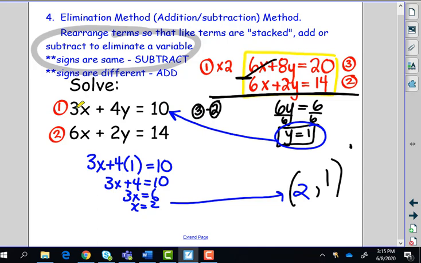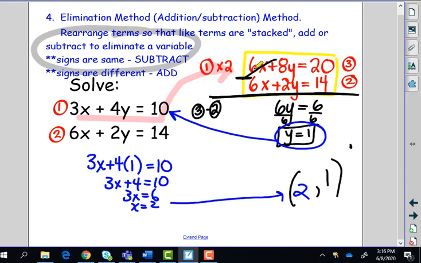So these x's aren't the same. What I'm going to do is multiply, like this is an equation, so long as I do the same thing to every term. So I'm going to take this equation here and I'm going to multiply it by 2. That's what I did over here. So it's going to become 6x, it's going to become 8y equals 20. Now notice everything is stacked up. X's, y's, equal signs, numbers, and the x's are the same.